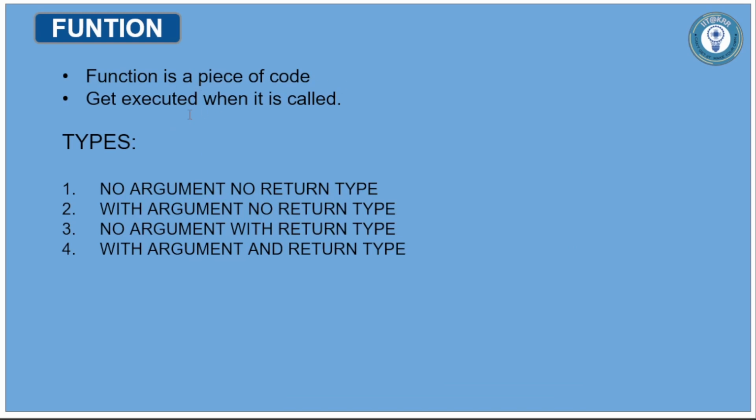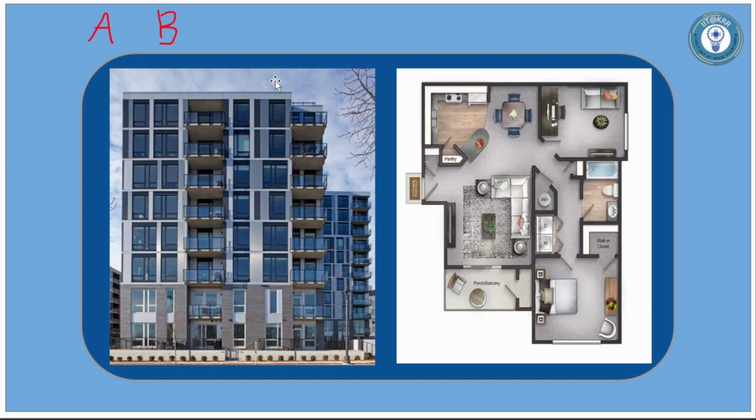A function is a piece of code that gets executed when it is called. Here is an example. Consider a newly built apartment. All the flats in the apartment are similar. We have two users, A and B.